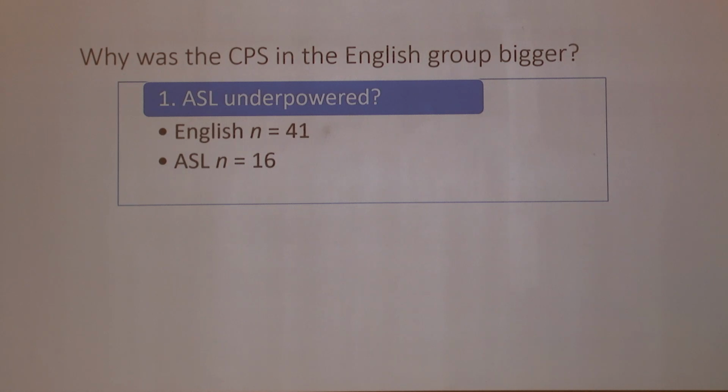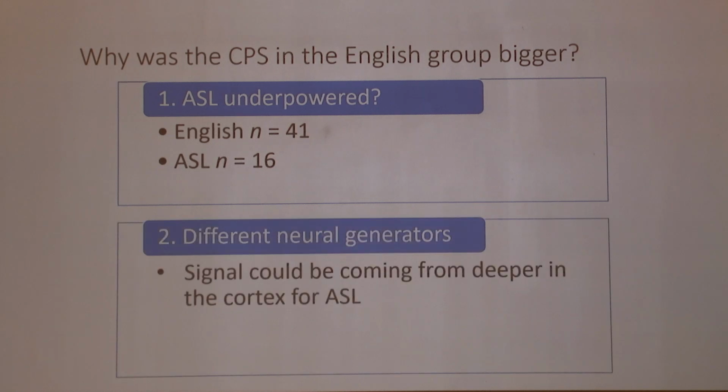Power is unlikely to be the answer to our question because random samples of 16 English-speaking individuals still show significantly larger effects than our ASL group. Another possibility is that the signal could be coming from deeper in the cortex for signers than for speakers of English. Since the signal would then have more matter to travel through, it's plausible that in this situation we might just be picking up less signal from deaf signers.